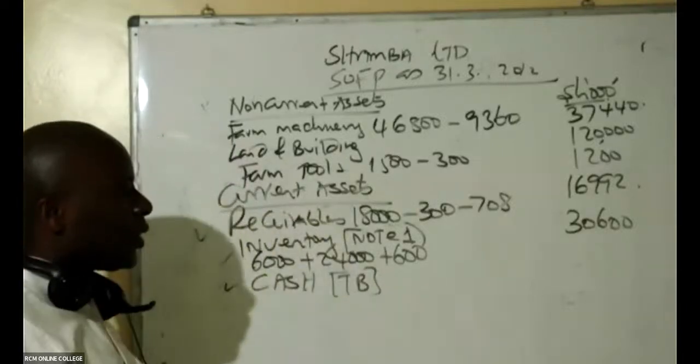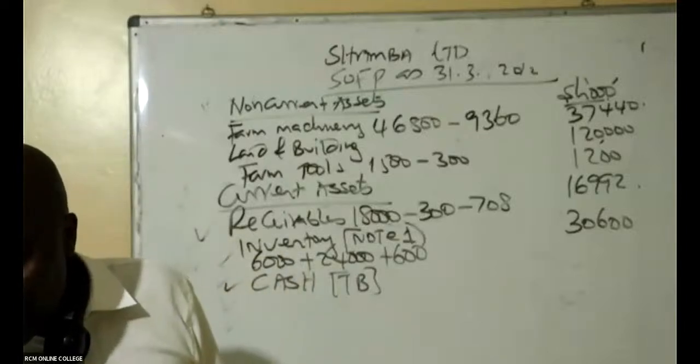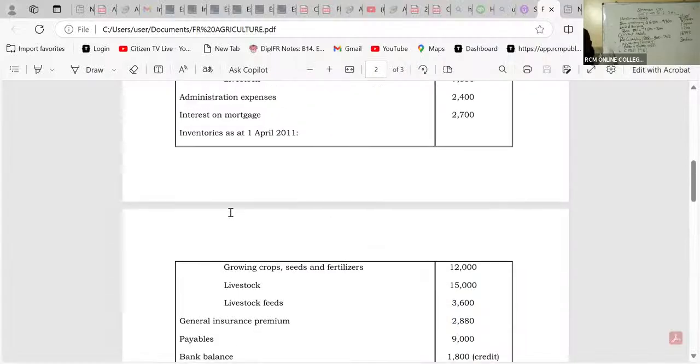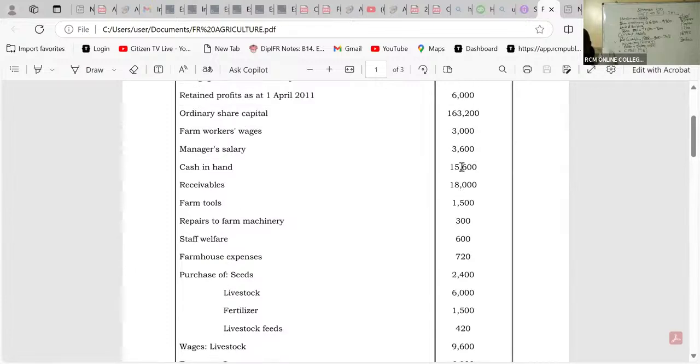Cash is a current asset in the trial balance. So in the trial balance, are you able to see cash? Ladies and gentlemen, in the trial balance, we shall look for cash or the bank amount. So I can see cash in hand, 15,600. And that is something that I know all students here will forget, but I will never forget.